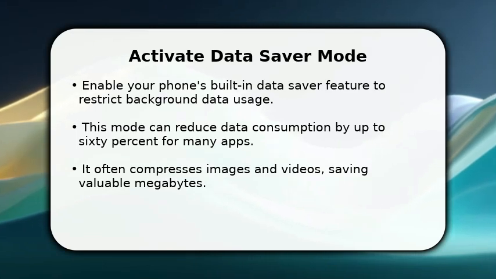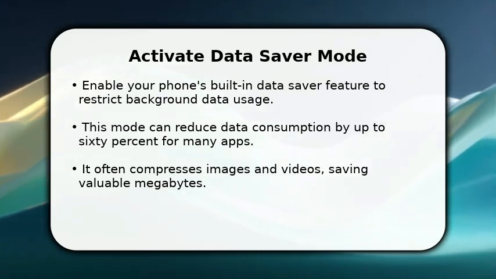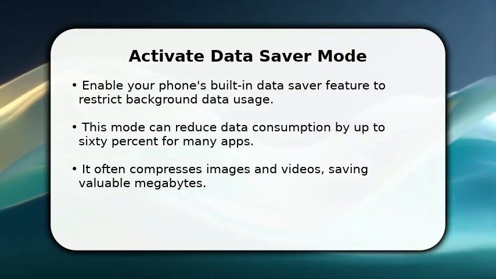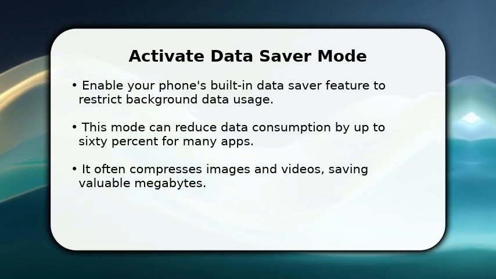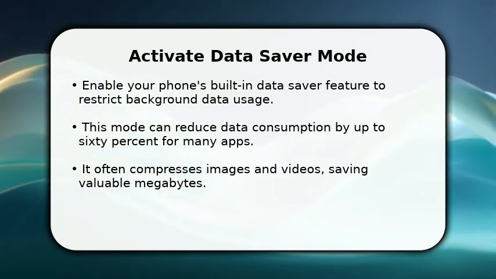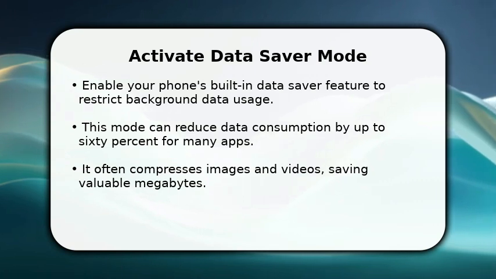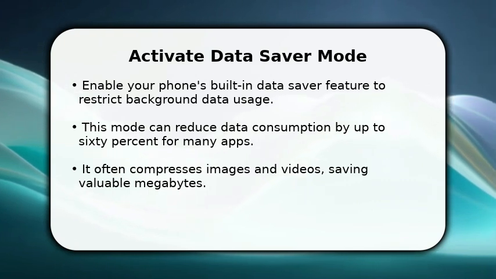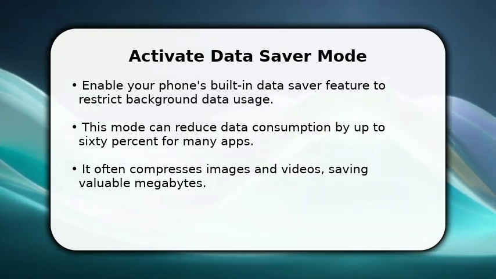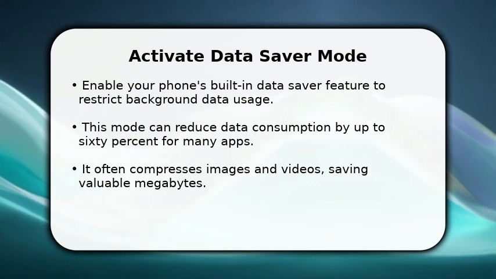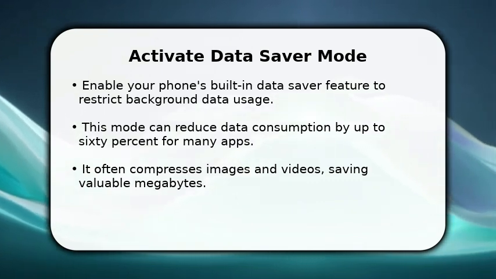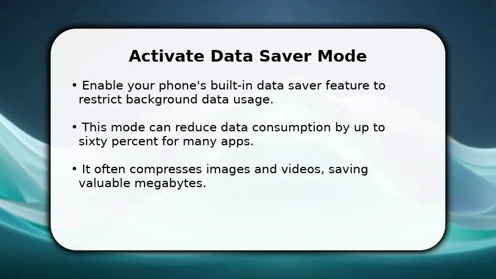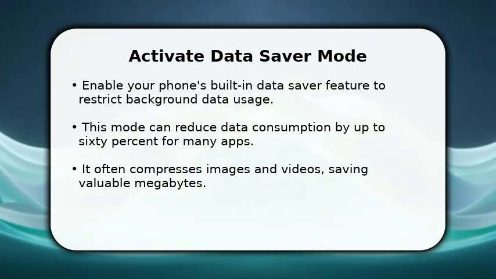In this video, I will explain how to use less internet on your phone. First, activate your phone's data saver mode, a powerful tool found in your settings. This feature significantly limits background data for applications, potentially cutting your usage by up to 60%. It also helps by compressing media like images and videos when you browse, ensuring you get more out of every megabyte. This simple step is your first and most effective.